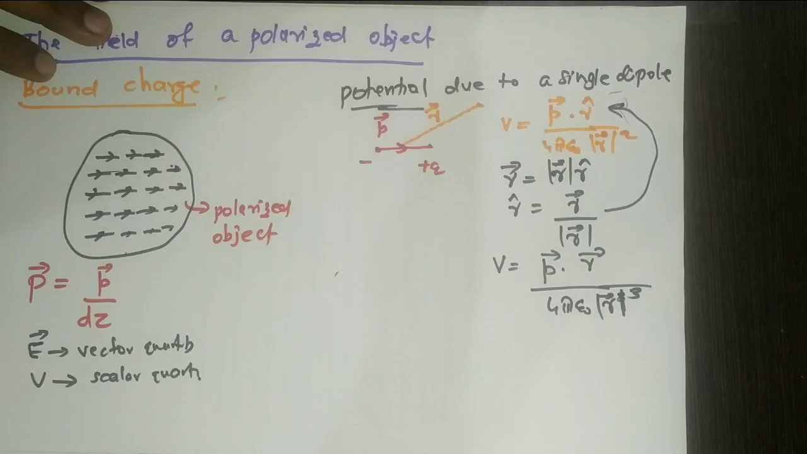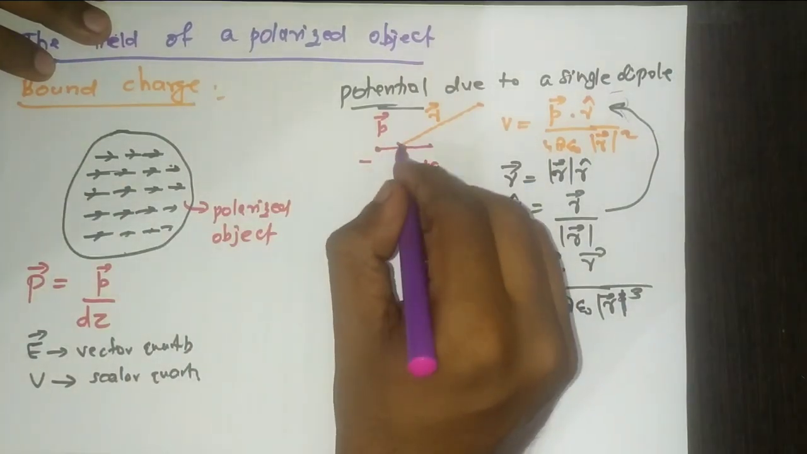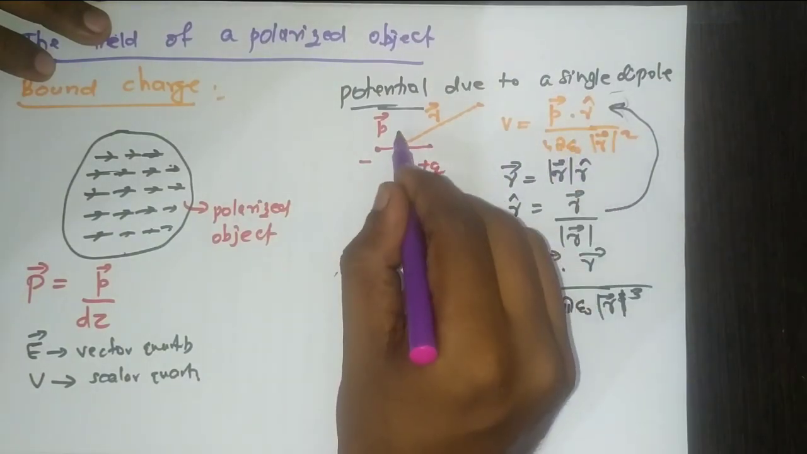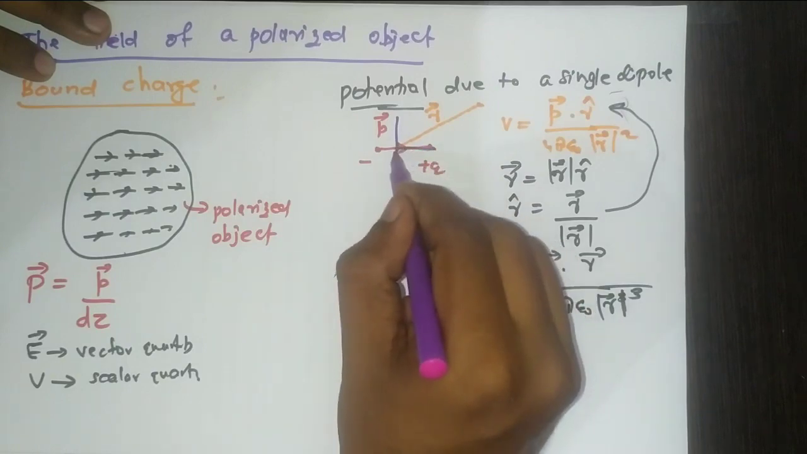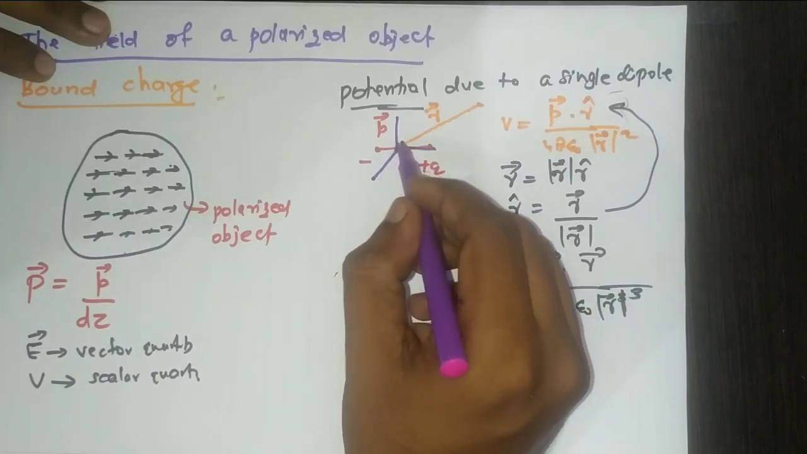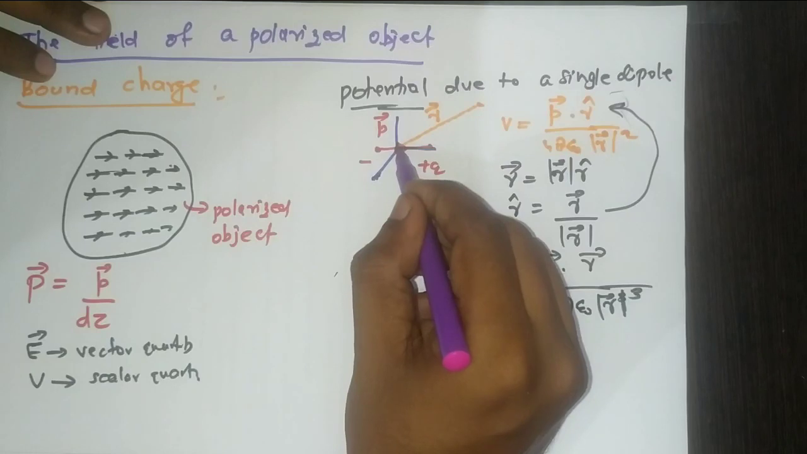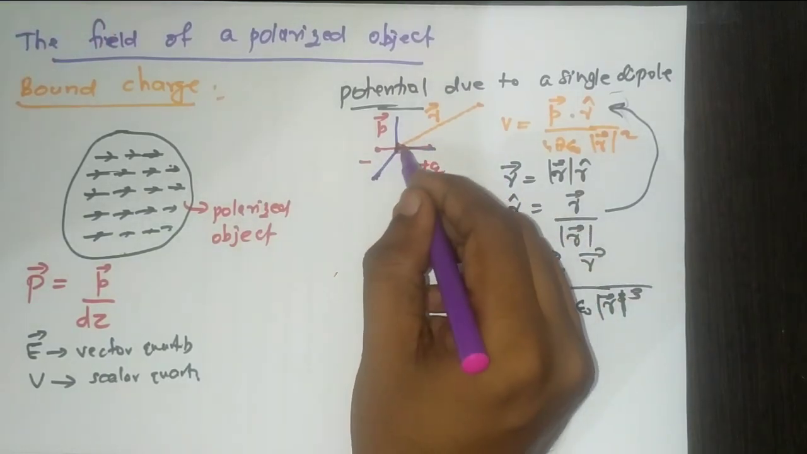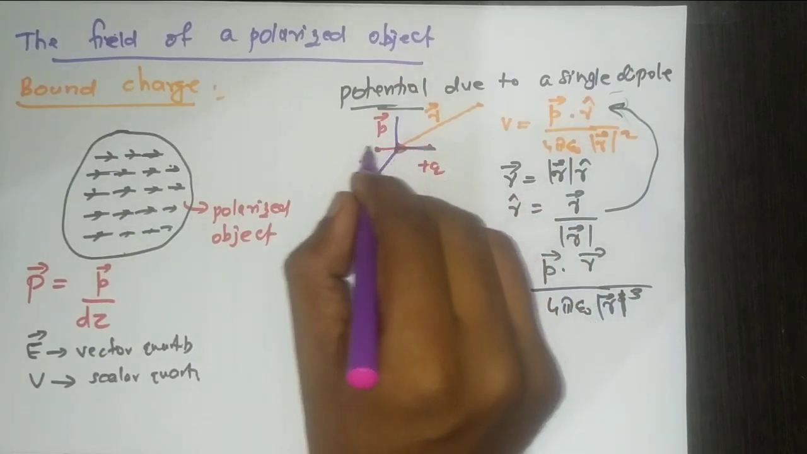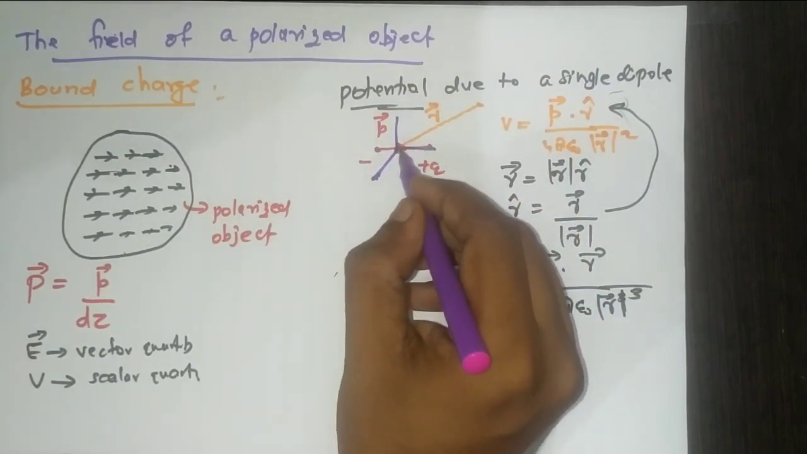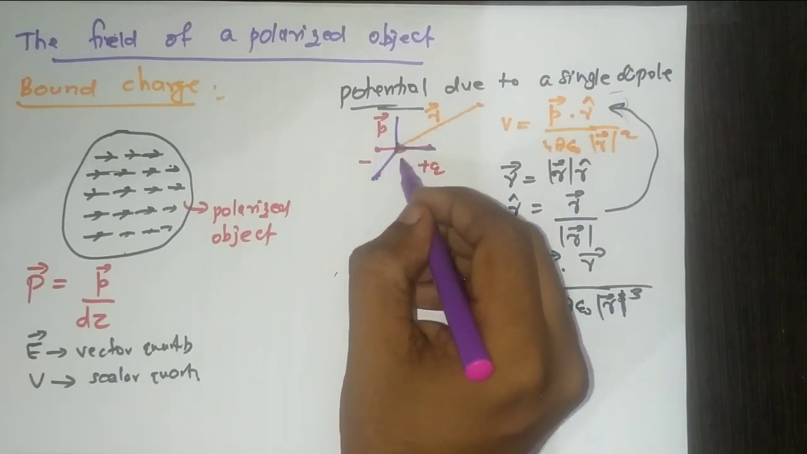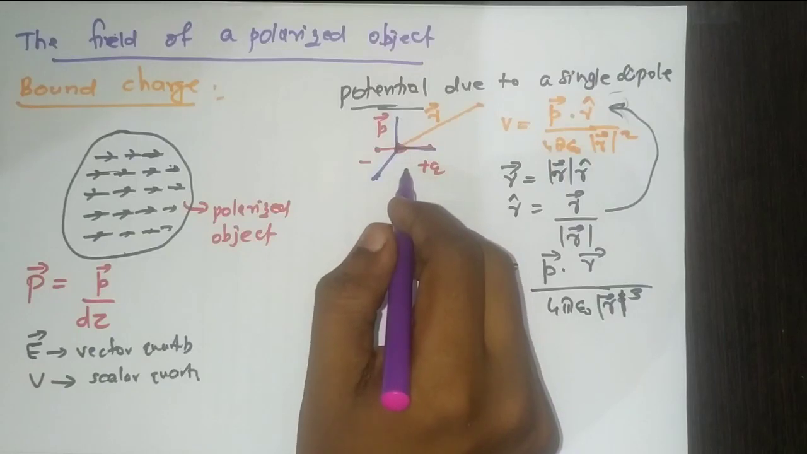Here we need to know one thing. To find out this potential, I have chosen a coordinate system. The origin of that coordinate system I placed at the center of the dipole moment p, because this is a single source. Only one dipole is present here.